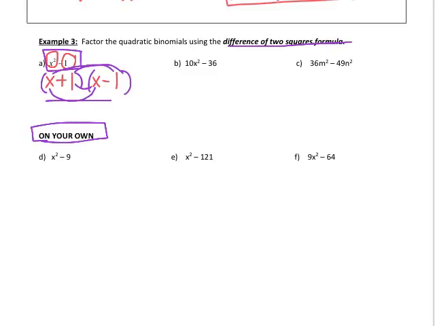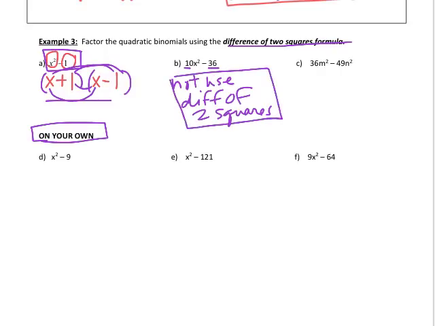Now in part B, it looks like we have a 10, which is not a perfect square, and a negative 36, so this we cannot use the difference of two squares. I think probably I made an error on the note sheet. This should have been 100x squared, but just for the benefit of understanding that you can't use the difference of two squares if there's not a square out here.